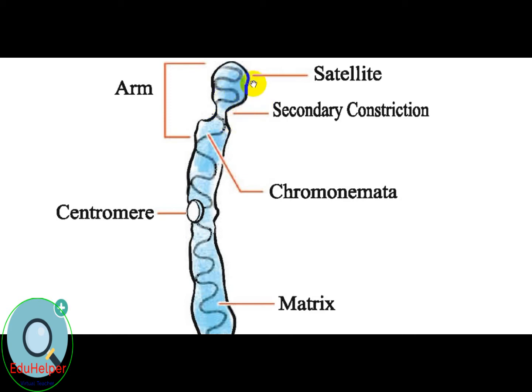Cotton, jute, gram, etc. plants have satellites in their chromosomes. Number 1 chromosome of gram plants bears a satellite. It is associated with nucleolus formation.